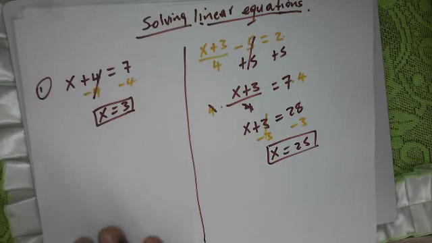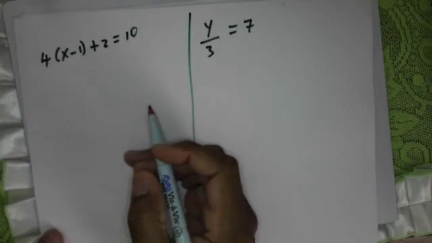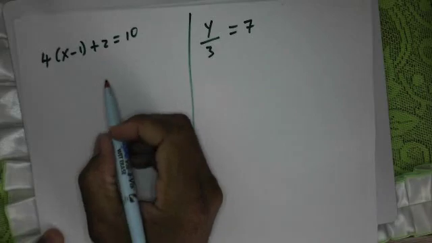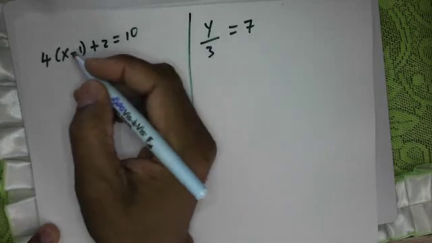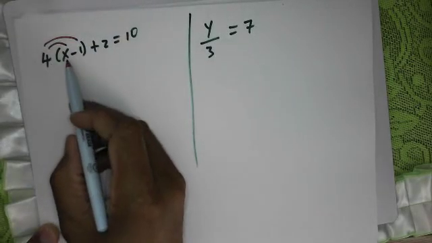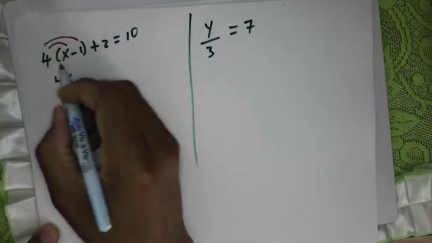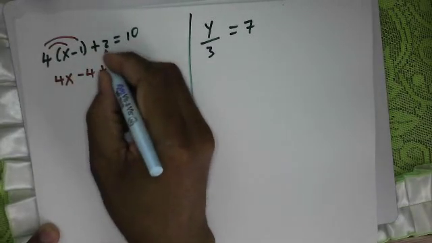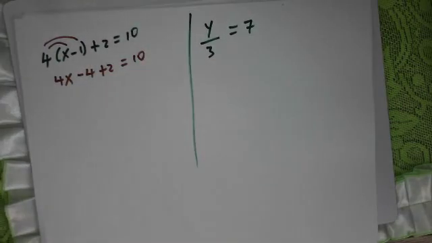Alright, let's look at 2 more examples. So this one here, again, we could go ahead and subtract 2 from both sides. We could do that, as well as we could distribute the parentheses. So let's distribute the parentheses first. So we're going to use this 4 to multiply every term that is inside the parentheses. So 4 times x, that is 4x. 4 times negative 1, that is negative 4, still plus the 2, because we haven't used the 2 as yet, equals 10. Now we need to combine like terms.